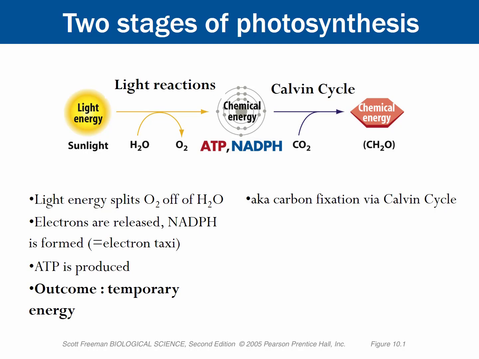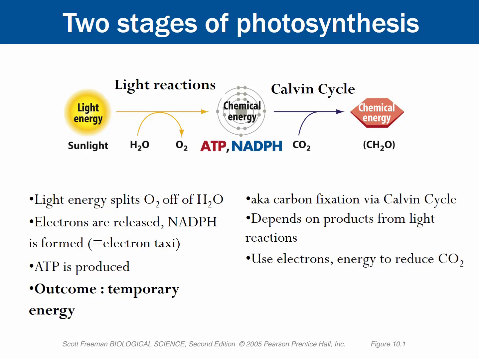You'll also hear the Calvin cycle called the dark reactions or the light independent reactions. And again, it doesn't mean they have to happen in the dark. It just means that sunlight is not required. The Calvin cycle, though, again, is dependent on some of the products from the light reactions, namely the ATP and the NADPH. And it's going to use those electrons from NADPH and the energy to reduce the carbon dioxide. Remember, a reduction is a gain of electrons. So the carbon dioxide is going to gain electrons, and it's going to form sugar.